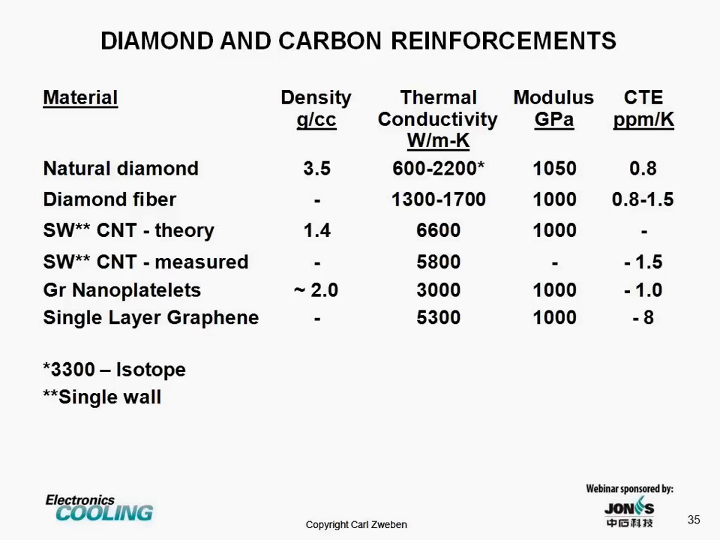We have single-wall carbon nanotubes, a theoretical value predicted by Smoley of 6,600. And we have a measured value of 5,800. Graphite nanoplatelets, which can be formed into sheets, have an in-plane thermal conductivity of 3,000. And as I reported a few charts earlier, single-layer graphene has a measured thermal conductivity of 5,300. Notice that the CTEs are all low and some are actually negative.